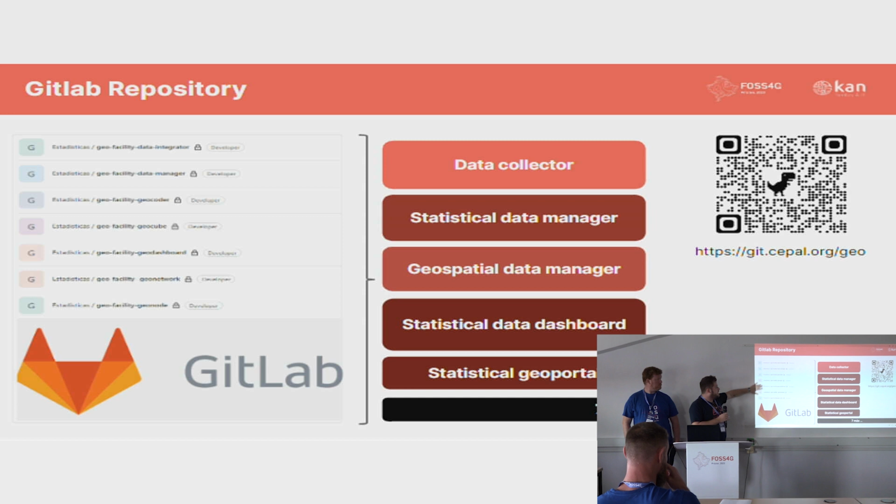Well, and all of those components are available at git.cepal.org/geo. We have some components that are maybe a fork from an open source solution, and we have other components that are developed by ourselves.